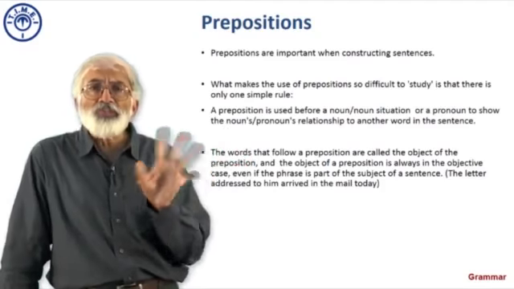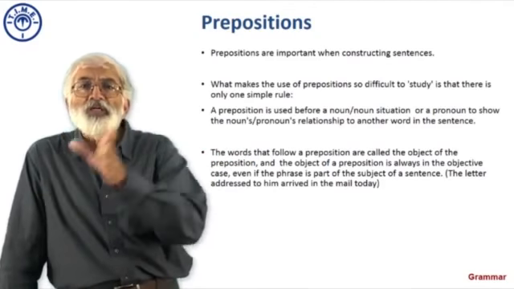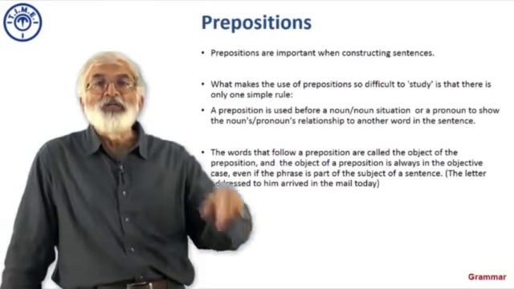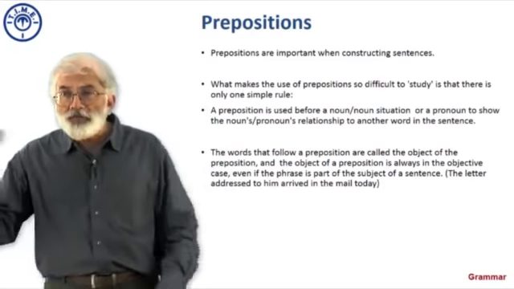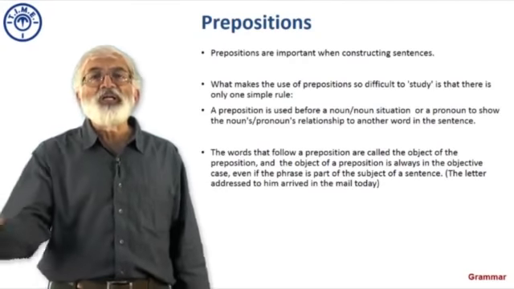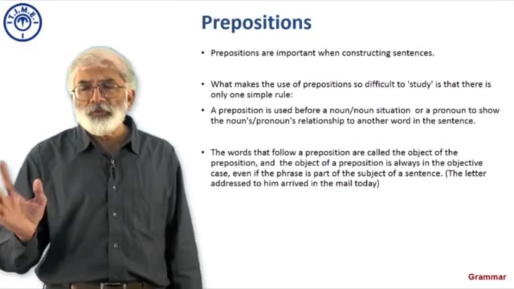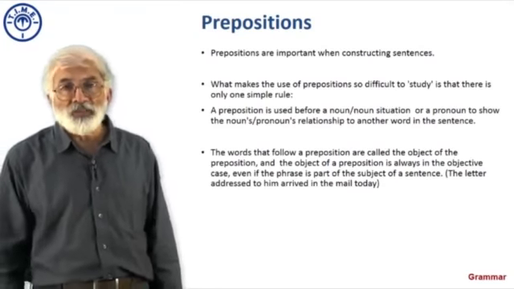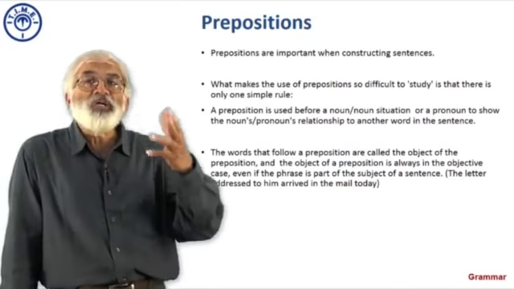There is one rule. What is that rule? That it brings in a noun and connects it to some other thought in the sentence. That's it. That's the only thing you can say about a preposition. The preposition brings a noun or a noun situation in and connects it to some other part of the sentence by relating the noun to that word or that phrase in the sentence. That's it. That's the only rule, which is why it's so difficult.